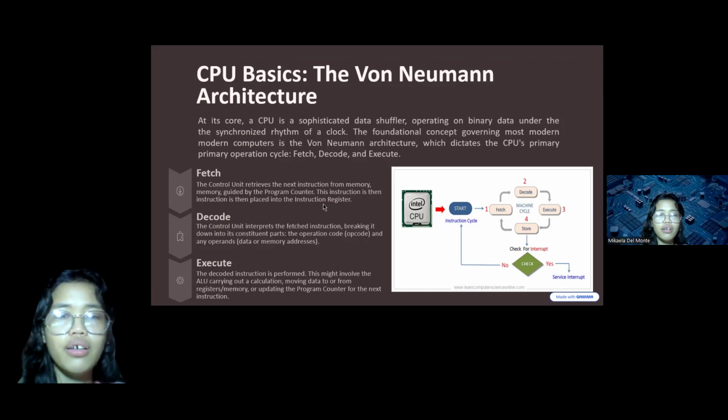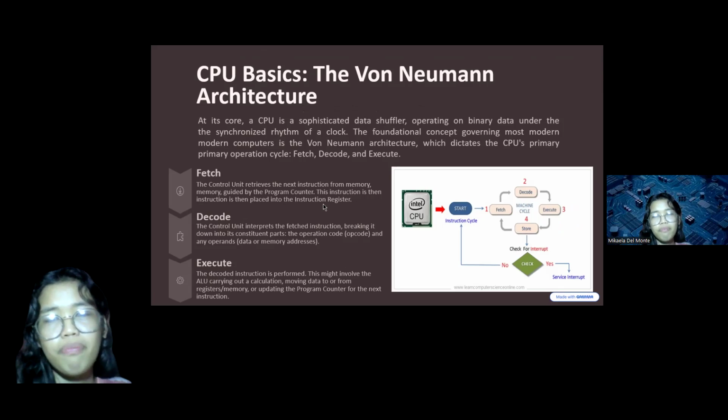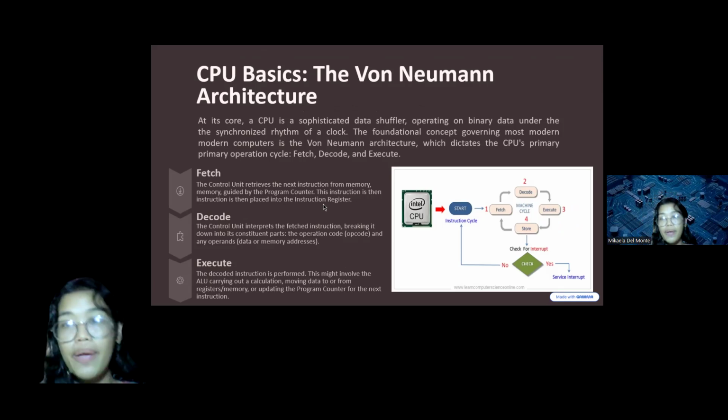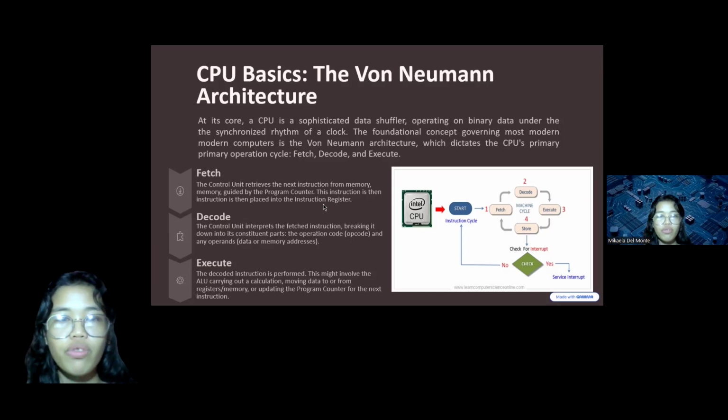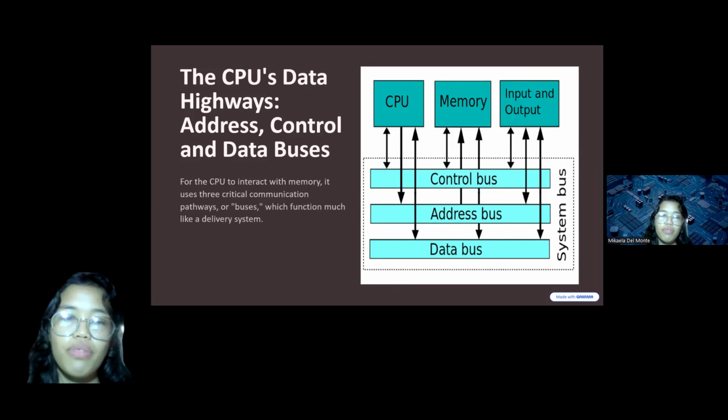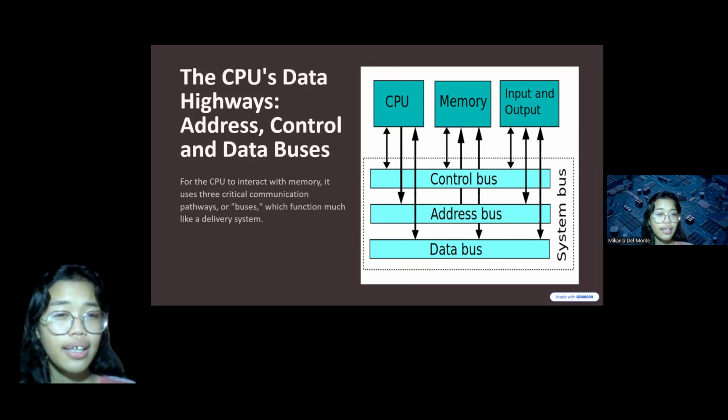To communicate with memory in this architecture, the CPU relies on what we call special pathways, which we call buses, or the highway buses. These are the address, control, and data buses. For the CPU to interact with memory, it uses these three critical communication pathways, which function much like a delivery system.